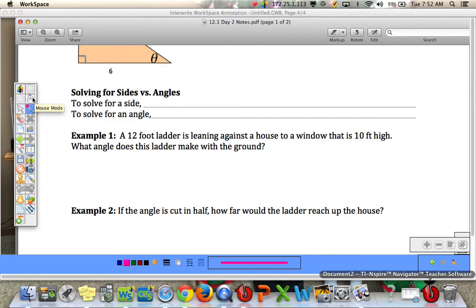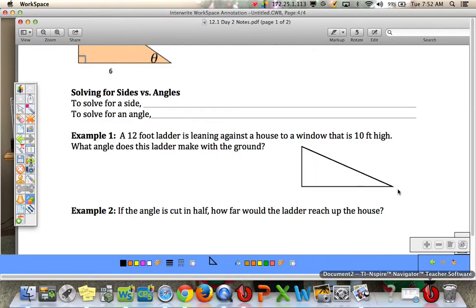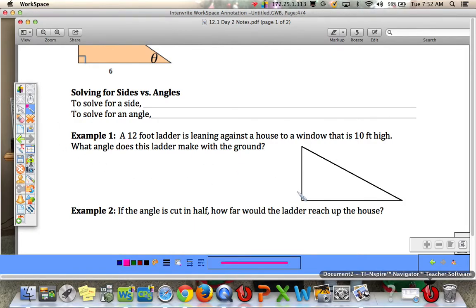Example 1: a 12-foot ladder is leaning against a house to a window that is 10 feet high. What angle does the ladder make with the ground? Let's draw this picture. So here's my right angle. The ladder is 12 feet. The window is 10 feet high. What angle does the ladder make with the ground? So I'll call that x or theta. Again, identify your sides. We have the opposite side, we have the hypotenuse.